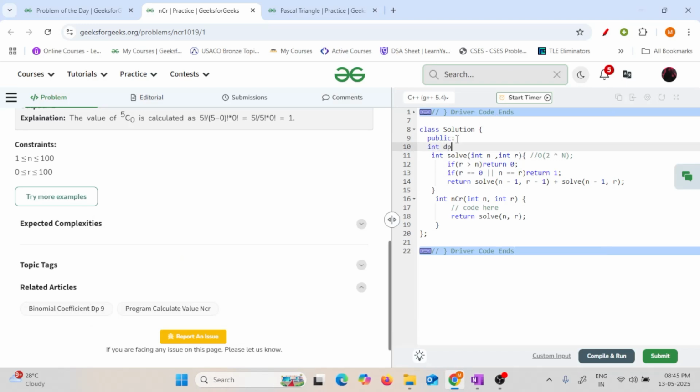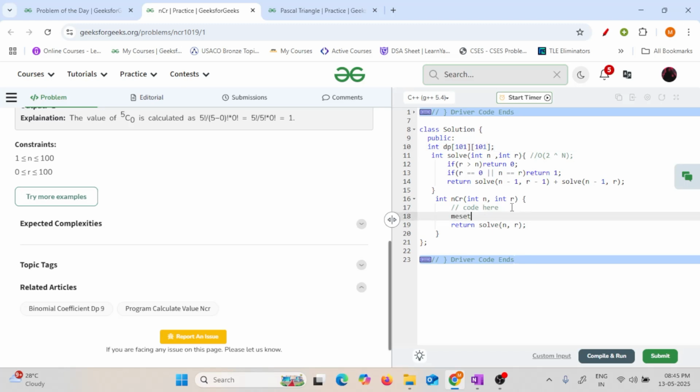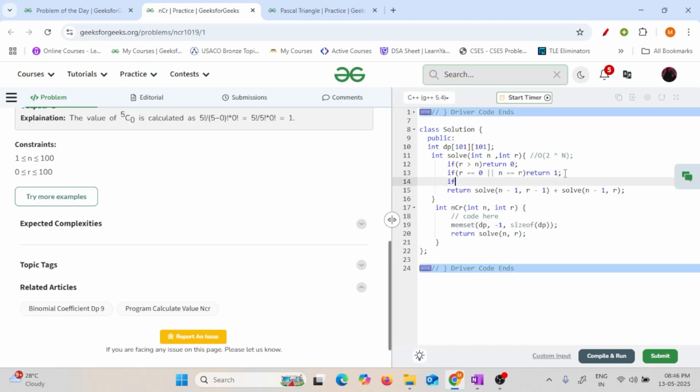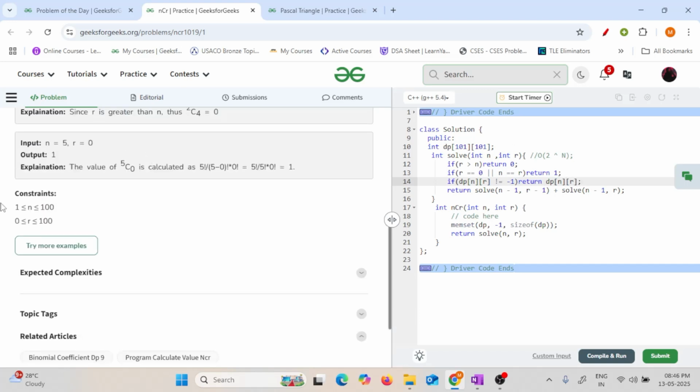So integer dp, I'll do 100 by 101. Okay, let's try to memset it to minus 1, with size of the dp. Now, if dp of n and r is not equal to minus 1, return dp of n and r. Why am I taking 100 and 100? Because I have n equal to 100, so I'll just take this as 102 and 102, so it won't give an overflow. Okay, just store before return. Let's try to compile it again.